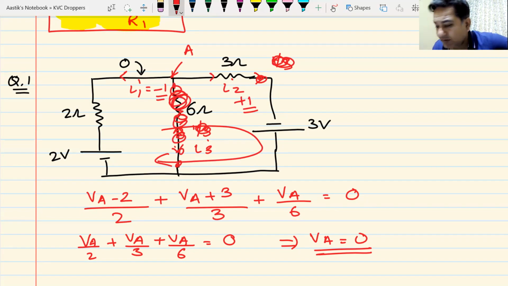I don't know how you have solved this. How did you get it? How did you get 1 by 3? I am not able to hear you. Sorry. I took VA minus 3 by 3. That's it. If you make a mistake, you are done. So it's not minus. You have to see the orientation of the battery. If you take it plus or minus, it makes a hell of a difference. So that is how you do it.